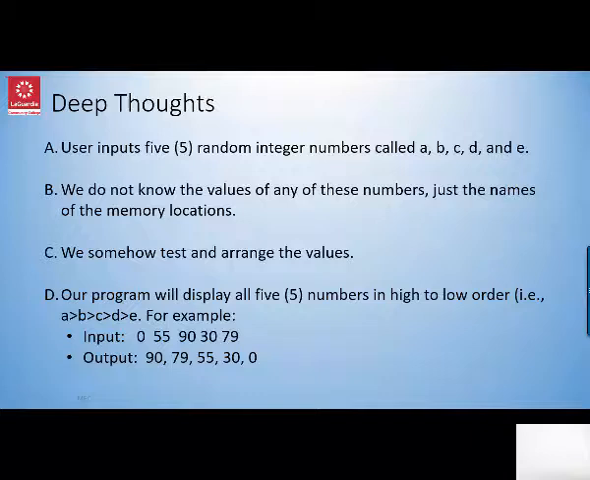So I figure out an example. I want A to be greater than B, B greater than C, C greater than D, and D greater than E. What example? I'm right down here, this. So I do some test runs. Somebody gave me 0, 55, 90, 30, 79. My program would output this. That's one example.